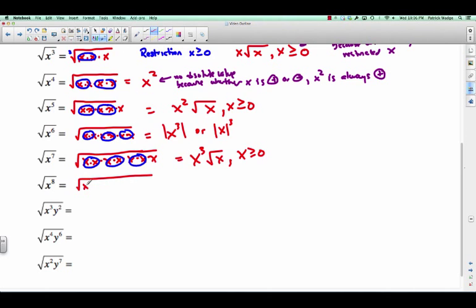Okay, next one. 8 x's. 1, 2, 3, 4, 5, 6, 7, 8. Do we need a restriction? No, we don't, because it's an even exponent. We get our pairs, and we'll have 4 pairs. There'll be nothing left over, so we only have x to the 4th out here. Do we need to put absolute value signs? No, because the answer is raised to an even exponent, and when you raise something to an even exponent, it's always going to be positive.